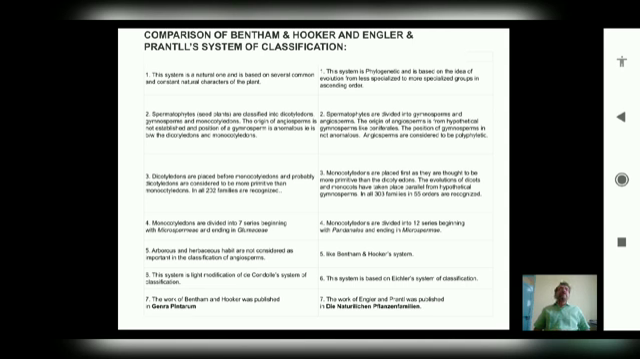So in the examination, the question can appear as merits and demerits of Bentham and Hooker system of classification, or salient features of Bentham and Hooker system of classification. So I want my students to go through these PPTs so that they can answer at the time of examination.